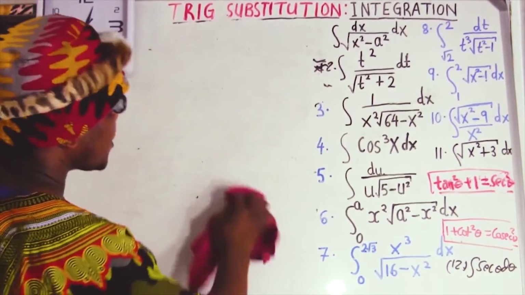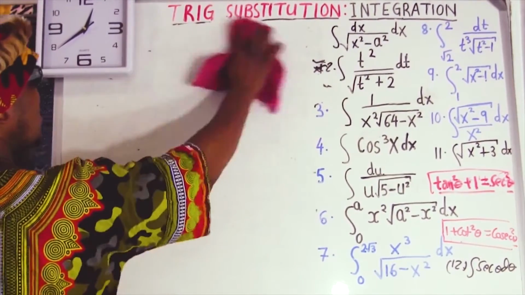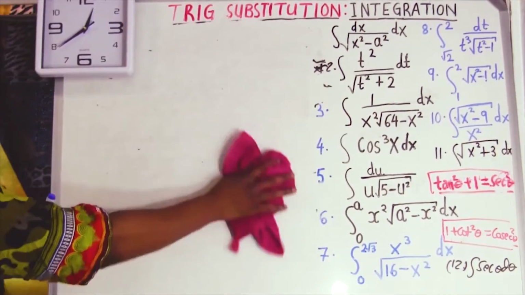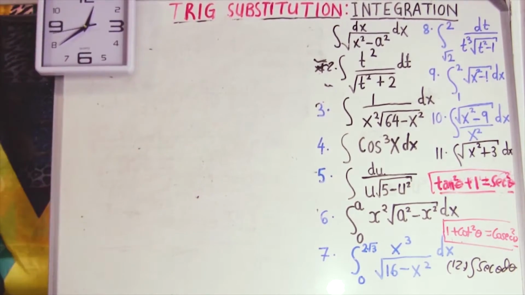Okay, we go to question number 4. Okay, question number 4. Oh, I said I was going to show you that one. So this is not trig substitution. This is just normal trig integration.